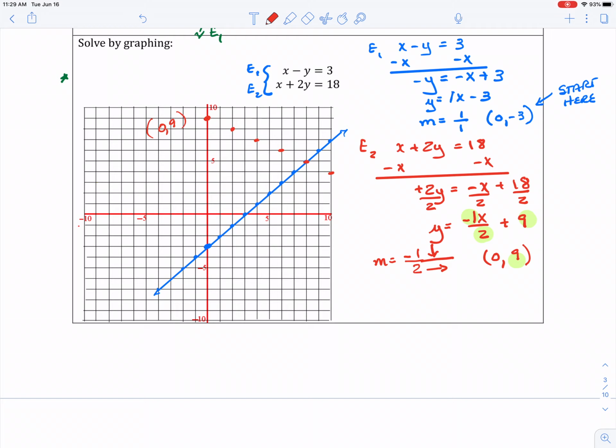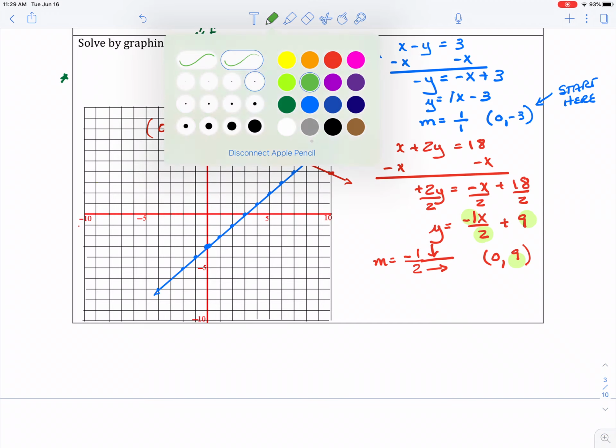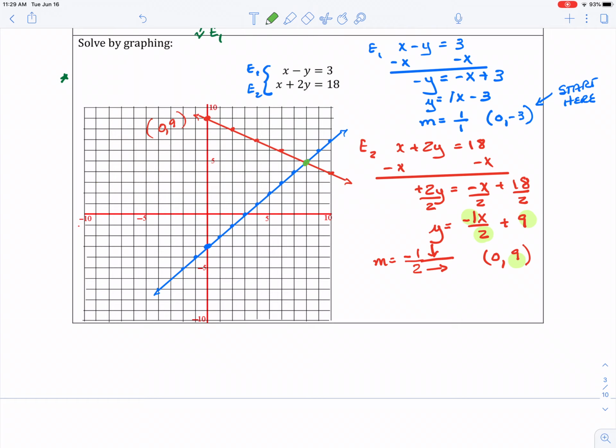And of course, you don't have to do those. You can be working with a straight edge. I, of course, cannot work with a straight edge here. But these lines work out nicely for me. So again, we're looking for the solution to both. And the solution to both is that one point where they cross. That is a solution on the first equation and also on the second equation.